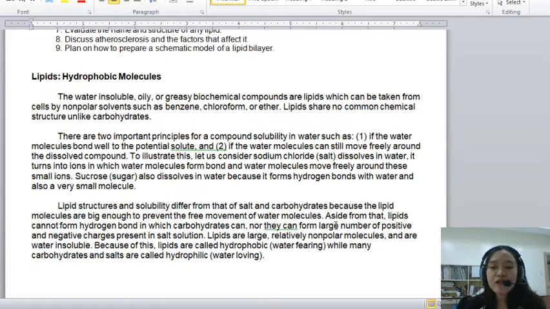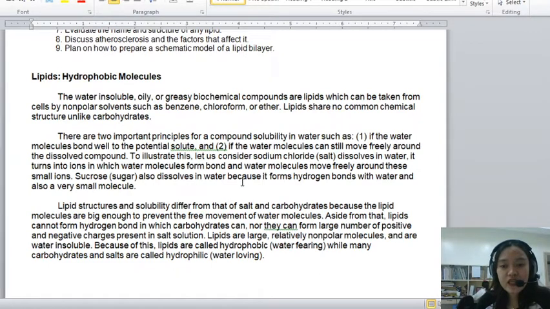So you will need what? An emulsifier. Okay, so there is actually a way to mix your lipid and water together, but there should be a presence of an emulsifier. Later we will take that up: what is an emulsifier? Aside from that, lipids cannot form hydrogen bonds, which carbohydrates can. When your carbohydrates are mixed with water, there is hydrogen bonding between the two, no? That is not present in our lipids.